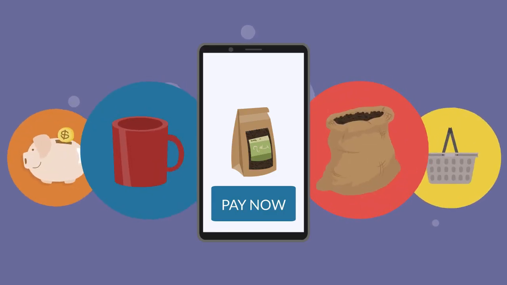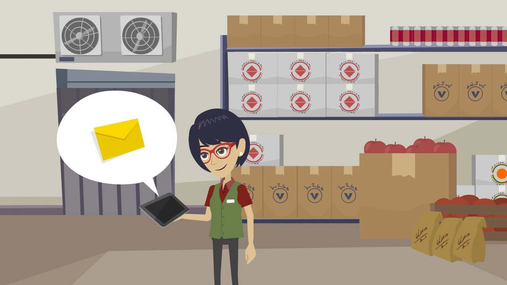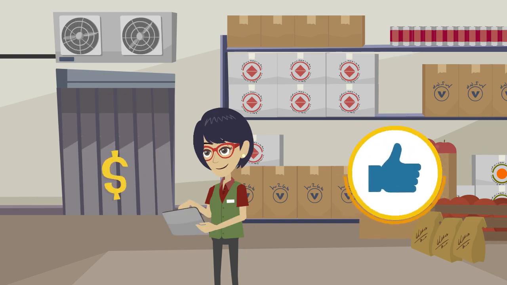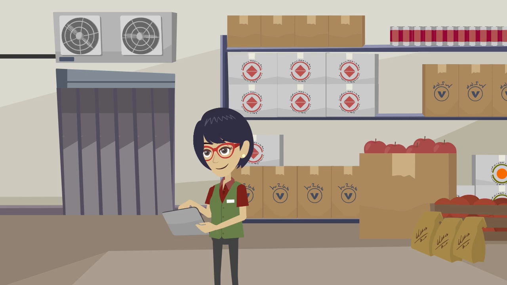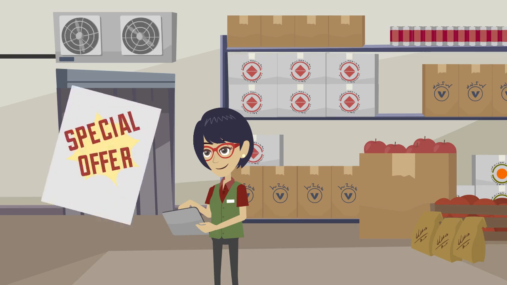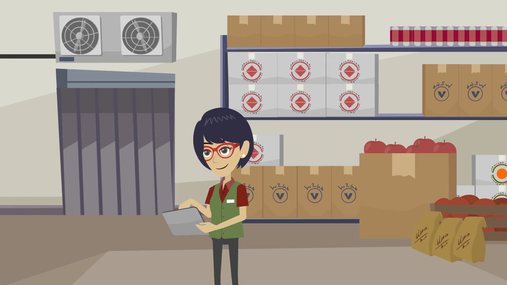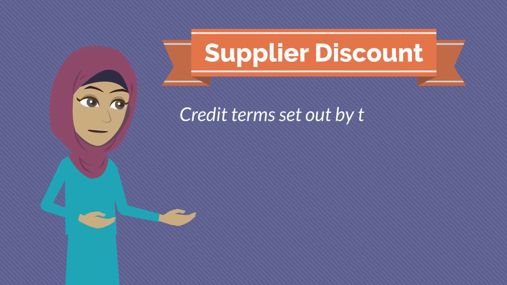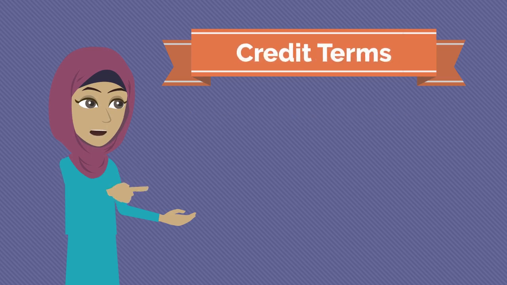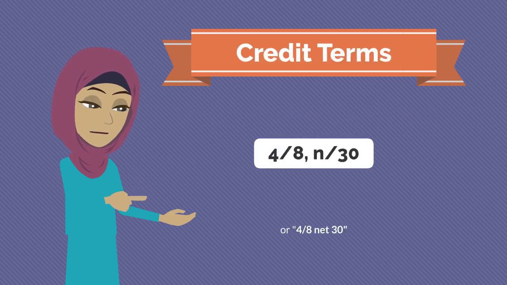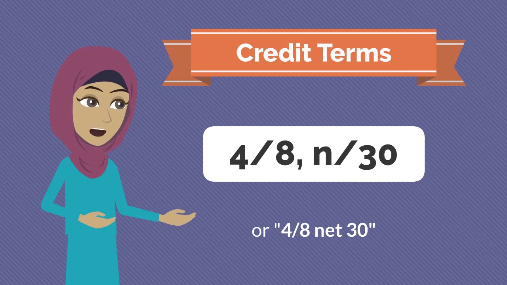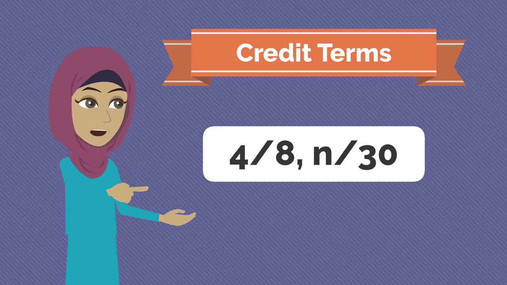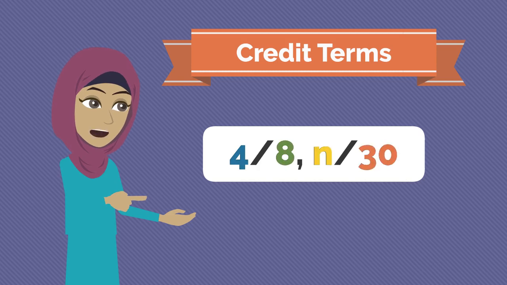Many businesses order inventory and materials from their suppliers on account. For their suppliers, getting paid sooner is better because it means cash in hand that could be used for other things. Suppliers give discounts for early payment to encourage this. Usually, these types of discounts, which we'll refer to as supplier discounts, are defined by credit terms set by the supplier. Although there are multiple ways to write them down, credit terms are read aloud like 4/8 net 30.